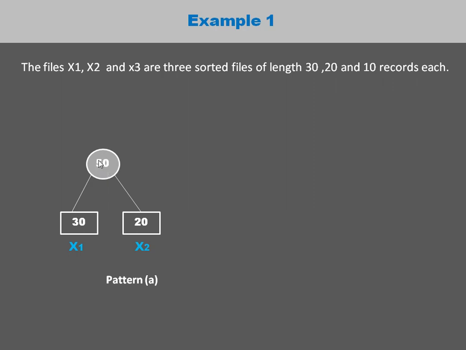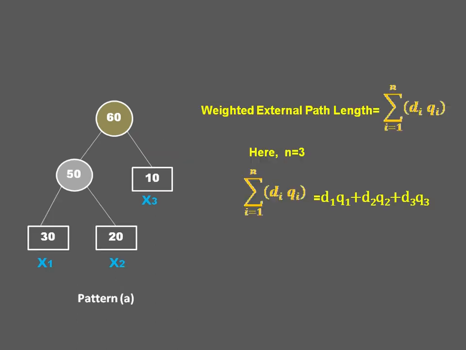Now this sorted file of 50 records is merged with x3. Here x3 contains 10 records. So if we merge these 50 records with these 10 records, then we will get a total of 60 records. In this way, we will draw this pattern.